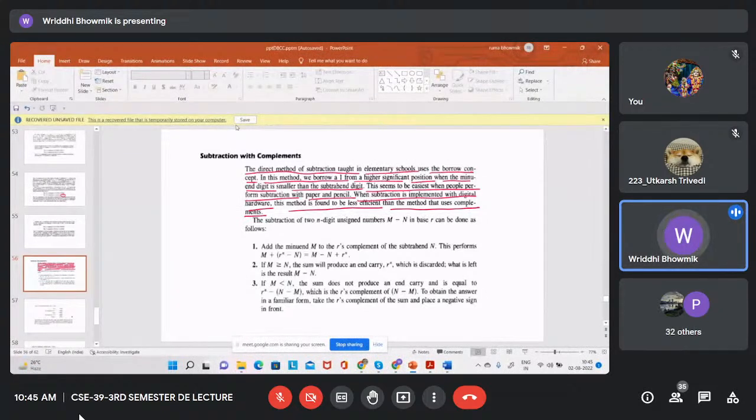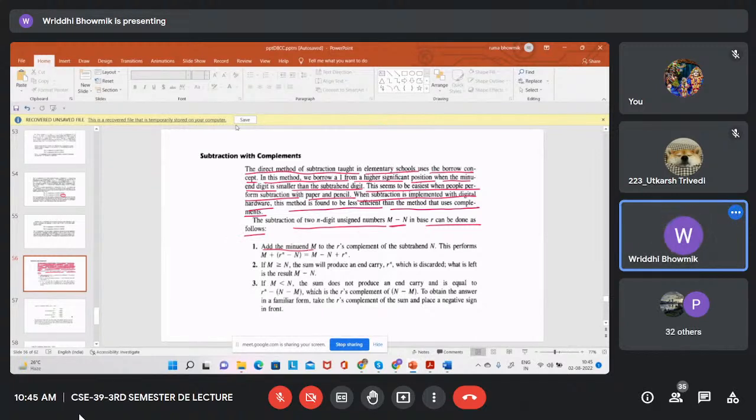Okay, so on pen and paper we know how to do the subtraction, but if we implement the same method when we want to do the subtraction with the help of digital computers, then the efficiency of that method is very inferior. So that is why we use the complement system to perform subtraction in digital computers. The subtraction of two n-digit unsigned numbers M minus N in the base R system can be done as follows.